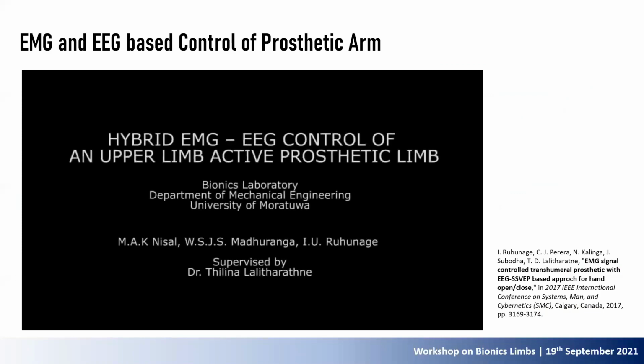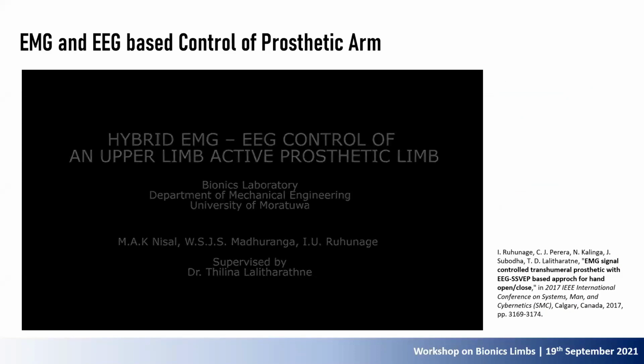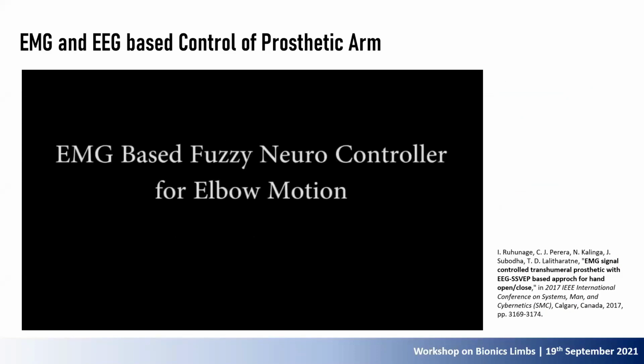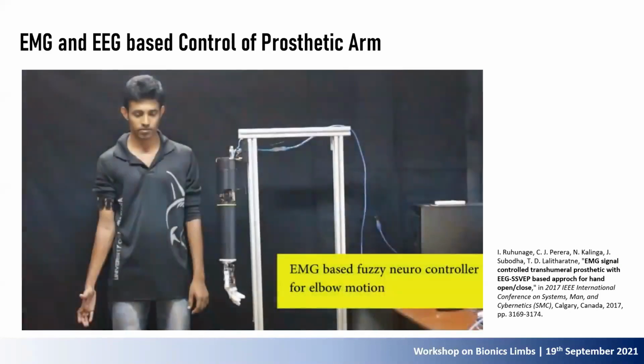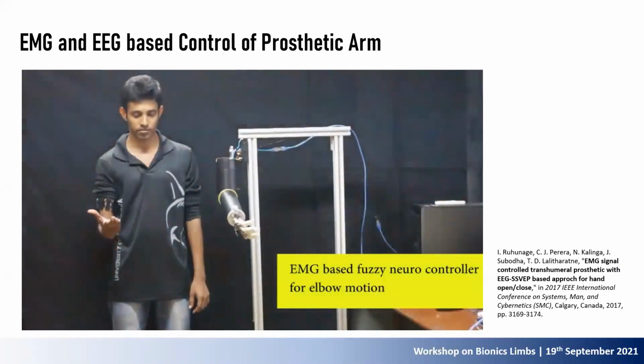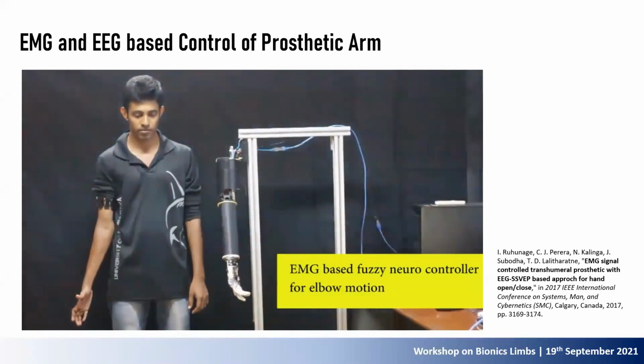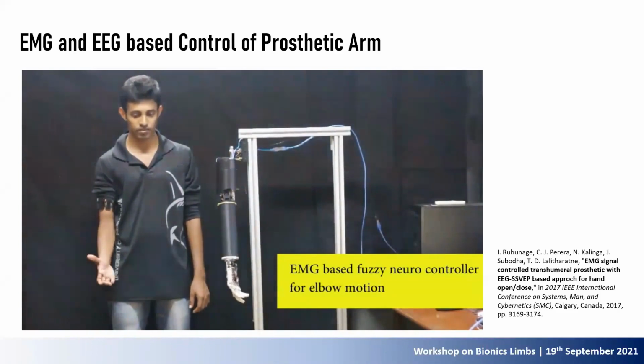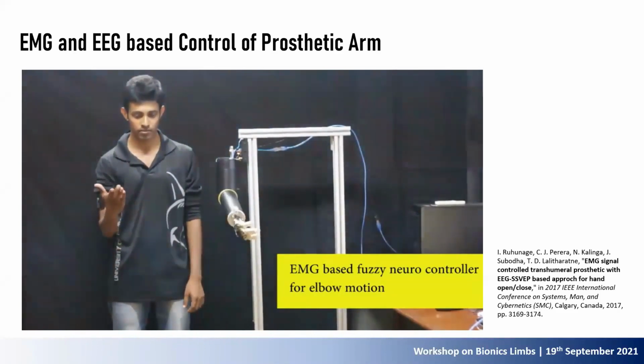This video shows the final results of the developed system. At the beginning, we control the elbow motion using EMG signals, with the neurophysical controller. This is actually after training. You can see the prosthetic closely follows the user's motion intention.